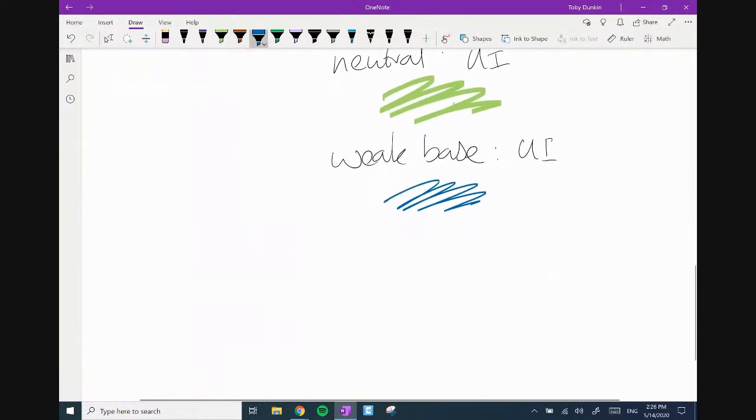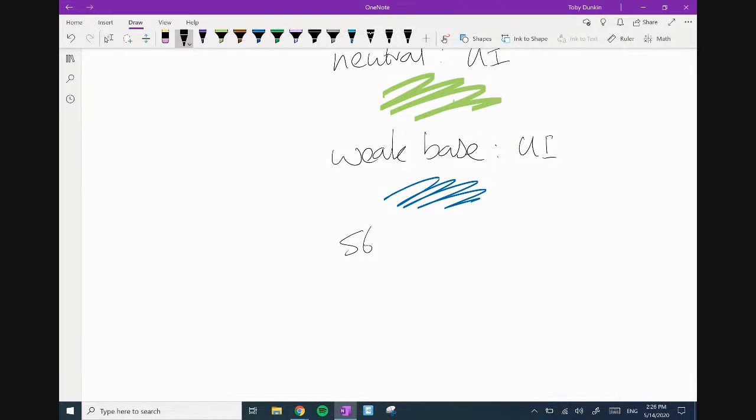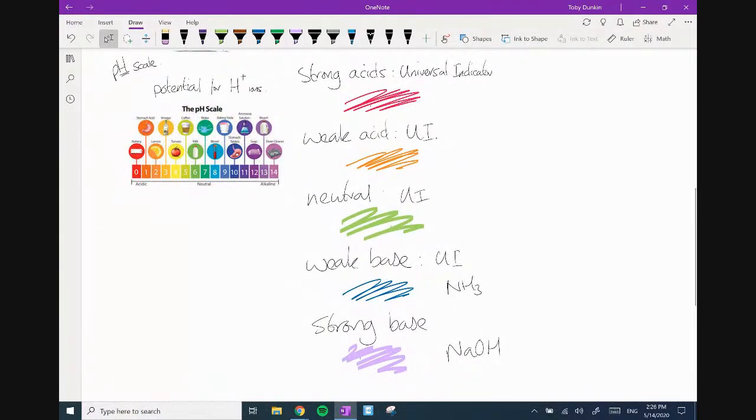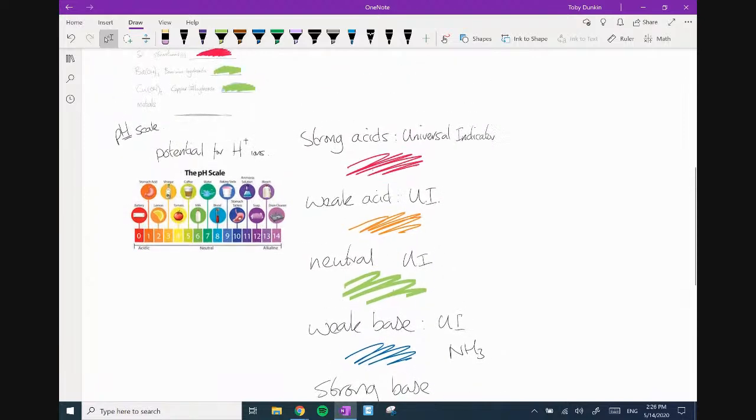And then a strong base, you've got to know for GCSE. There's your ammonia as a weak base, and then a strong base like sodium hydroxide. Any OH we know is going to go purple. You do need all of these things for GCSE. They are not gone, they are kept. So for the pH scale, you need to be able to give these rough numbers that go with the colors, and that's about it. That's all you need to be able to do. Okay.